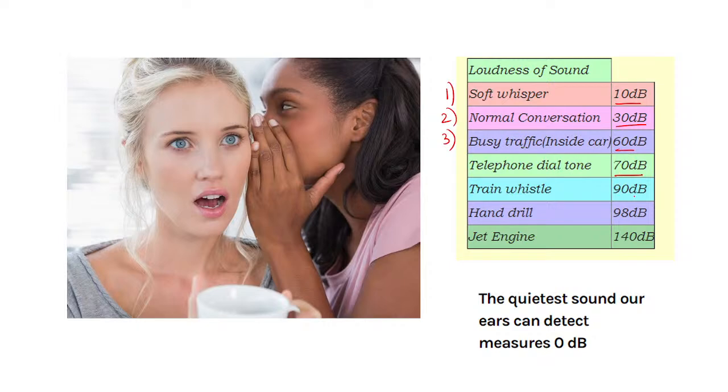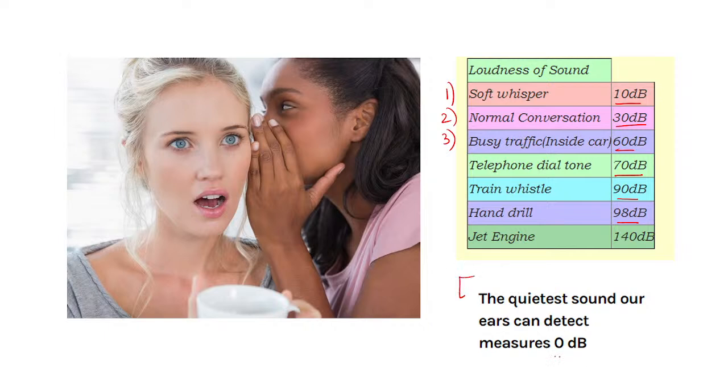A train whistle is 90 decibels. A hand drill is 98 decibels, when you are doing drill practice. A jet engine, how loud is it? 140 decibels.